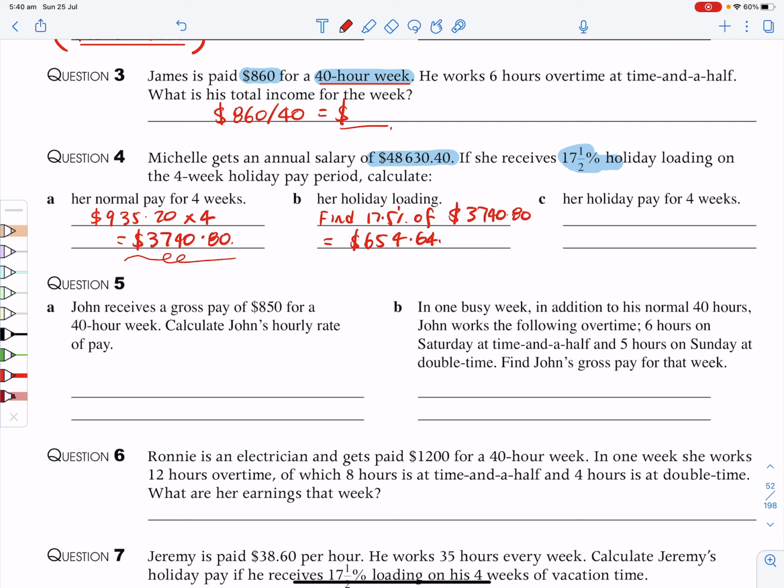C is the total pay for the holiday period. So you're going to take your answer from A, your 4 weeks pay, plus the loading, which is going to give you your total pay. So you're just going to add those two together. Okay, and that'll be your answer.